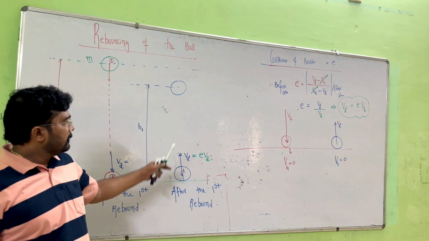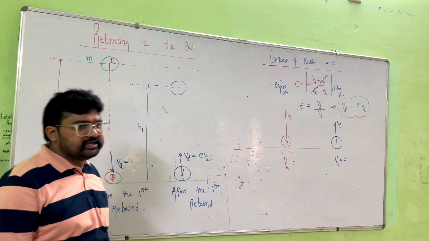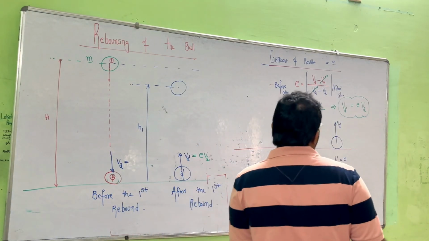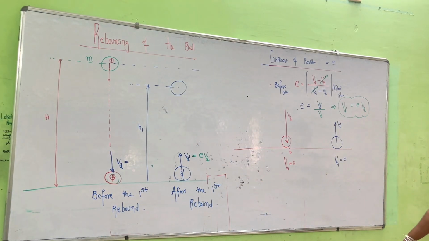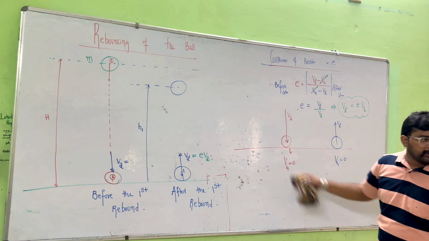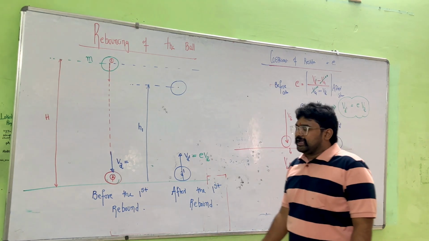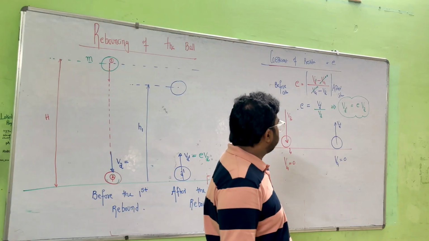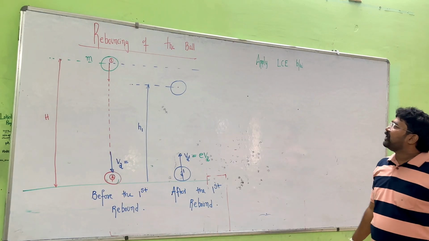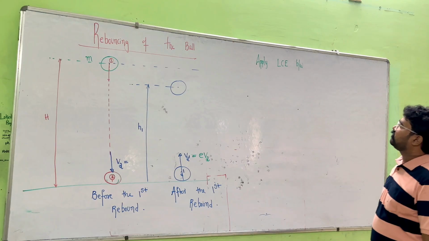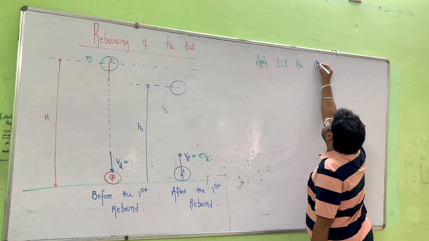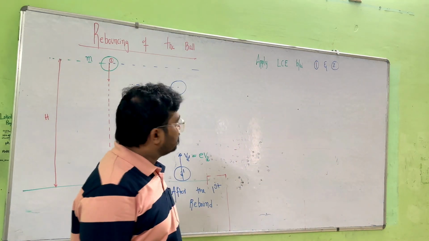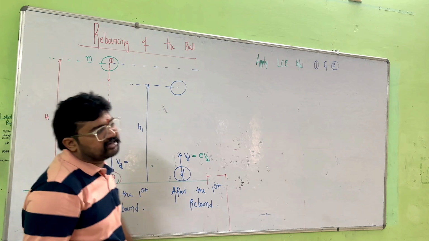Are you following? Understood? v2 dash equals how much? e into v2. Now apply the law of conservation of energy between 1 and 2. Look here, apply the law of conservation of energy between 1 and 2. This becomes a half-hour, 45-minute class. It is really interesting. Okay, apply the law of conservation of energy at 1 and 2.